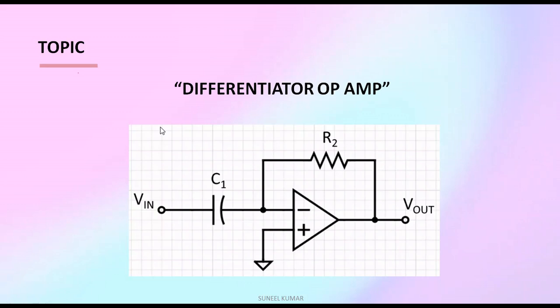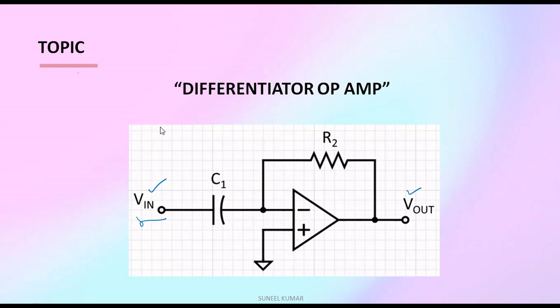In a differentiator, the output will be the differentiation of the input signal that is applied at the inverting terminal of the op-amp. In this circuit, we can see this is the input that is applied at the inverting terminal, and we will get the output that will be the differentiation of this V input.